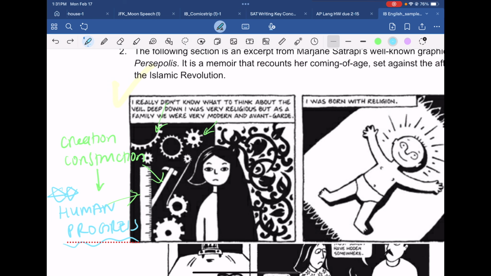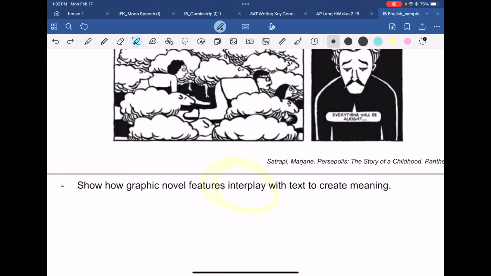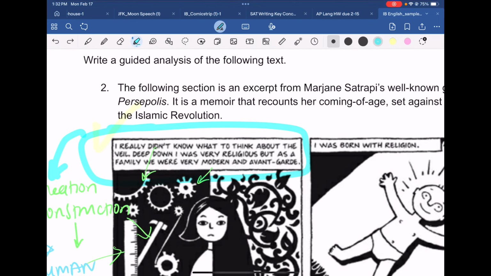Where do we see that? We're looking at visual elements, right? Where do we see that in the text? In the given text over here, where do we see this being mirrored? Where do we see all of it being reflected so that we can talk about, again, the interplay between text and image to create meaning? Anybody want to volunteer? You're correct. The part where the female character mentions her family being very modern and avant-garde.